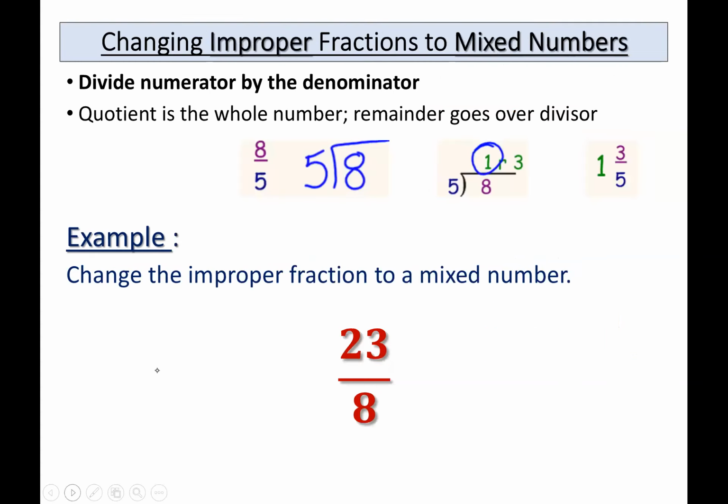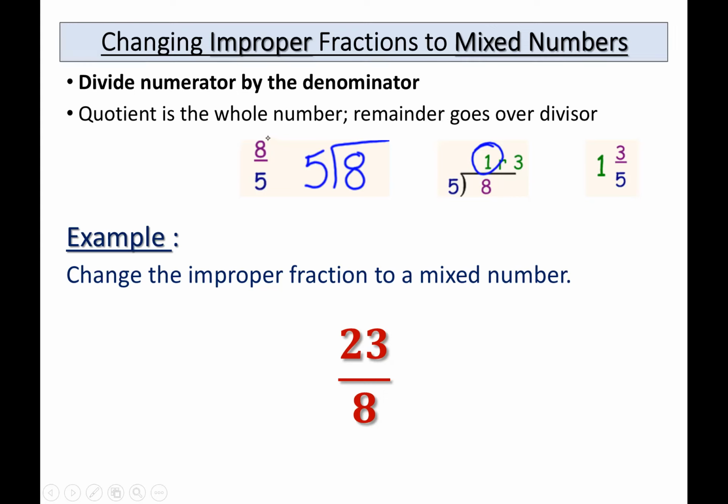All right, let's take a look at how to change the other way. So changing improper fractions back to mixed numbers. Instead of multiplying, this time we divide. So we divide the numerator by the denominator. Most of the time there will be a remainder. So the quotient, the answer, that's the whole number. And then the remainder goes over the divisor in the fraction.